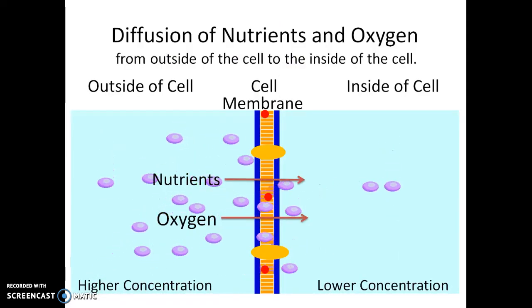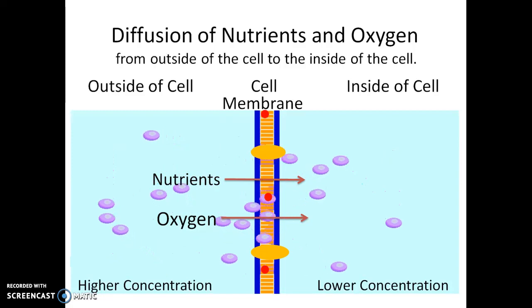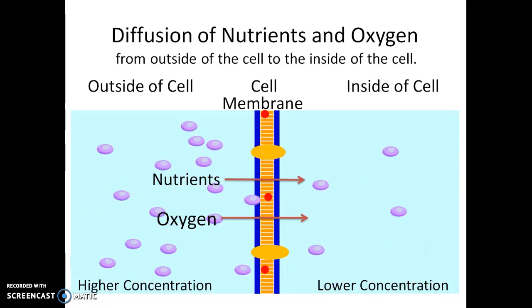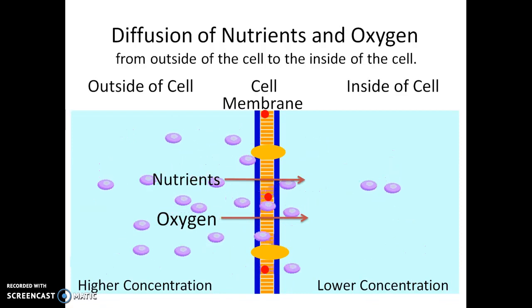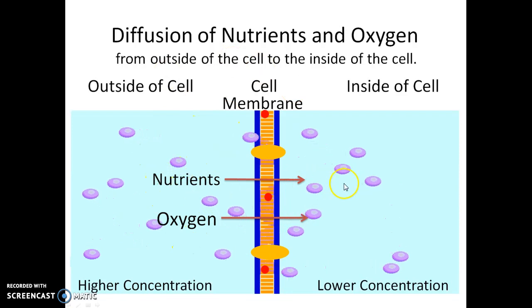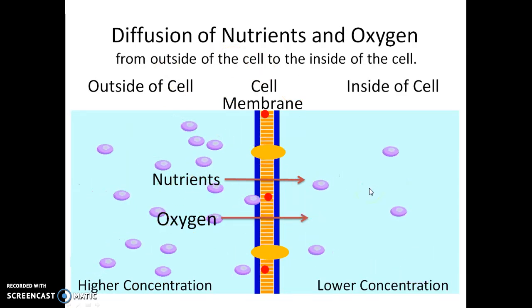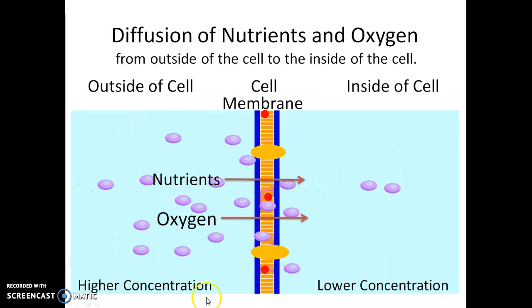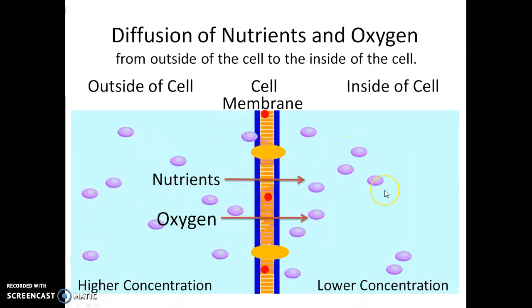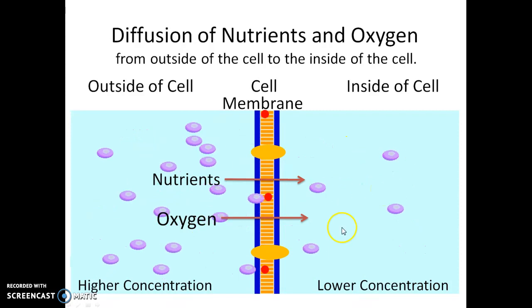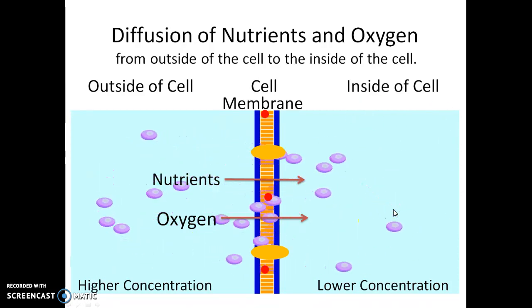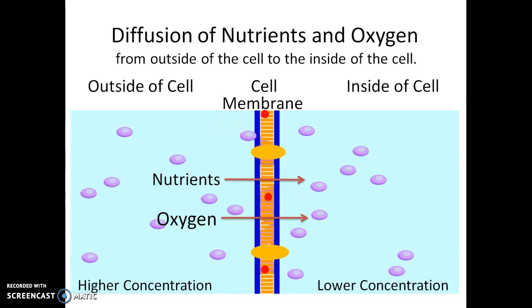So we've talked about this process of diffusion, but we haven't really, we mentioned it, but we haven't talked too much about how it works in a cell. So once again, nutrients and oxygen are always flowing into the cell because nutrients and oxygen are always in high concentration in the environment and in a low concentration in the cell. And the reason for this is because within the cell, we're always using those nutrients and using that oxygen. So we always need to be bringing it in.